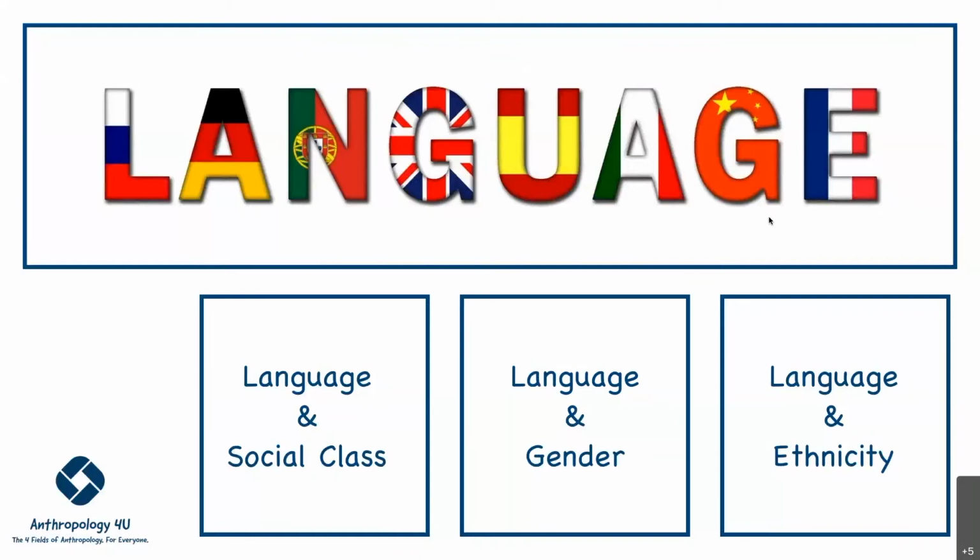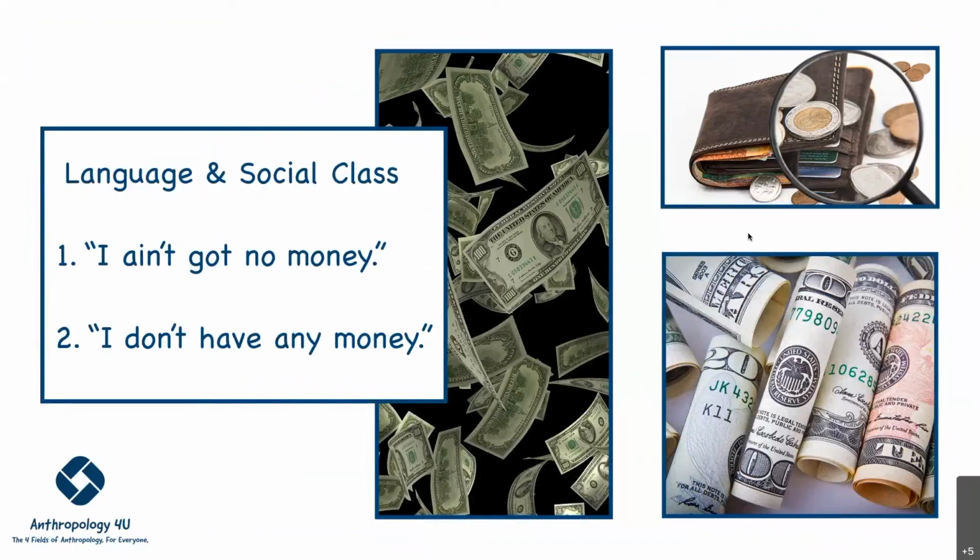I'll give you some examples of what I mean. So first, here's an example of language and social class. Take a look at these two sentences. Number one is, I ain't got no money. Number two is, I don't have any money. Can you tell which one is more likely to be said by a member of the American lower class rather than someone who is upper class? Take a minute and type into the chat the sentence number, either 1 or 2, that would be said by a lower class person in the United States.